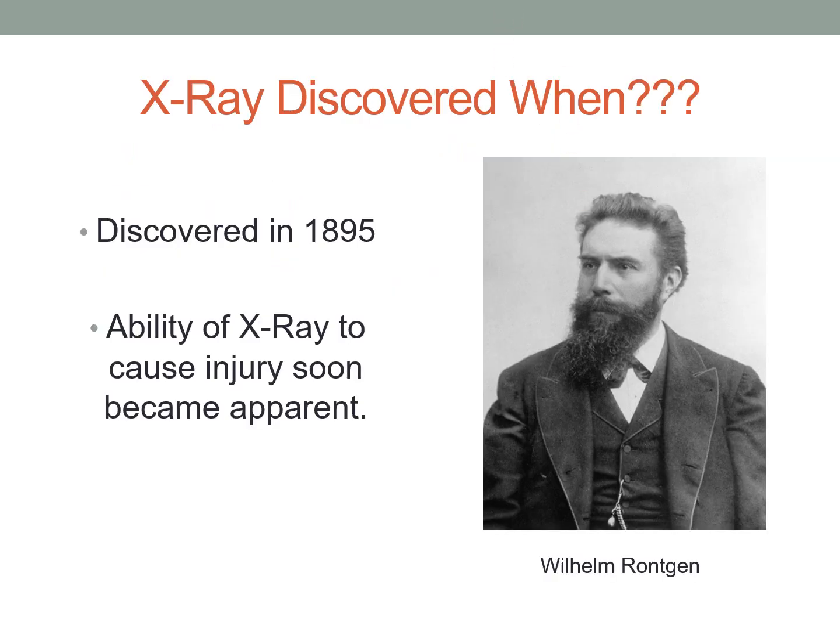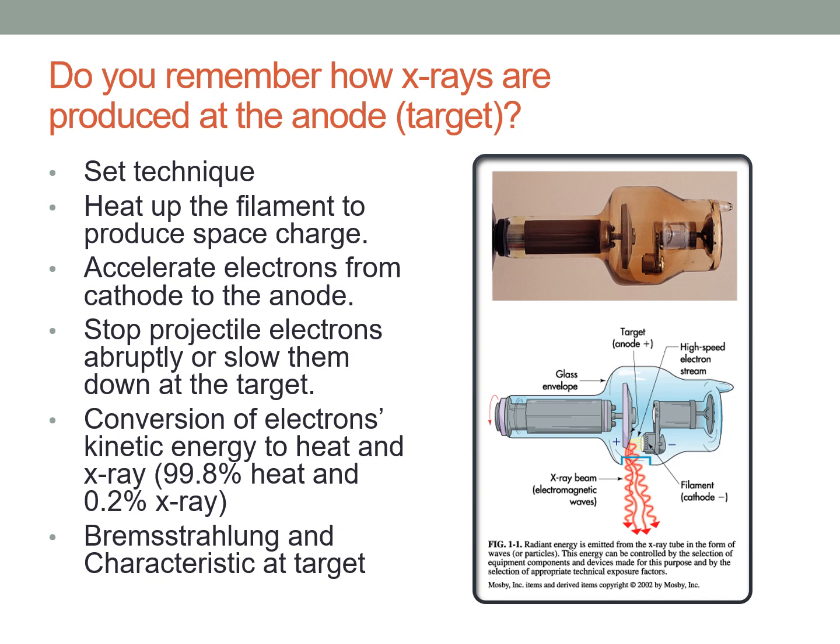X-rays were discovered in 1895 by William Röntgen. The ability of X-rays to cause injury soon became apparent. Do you remember how X-rays were produced at the anode, at the target?